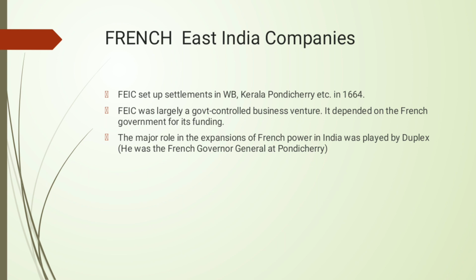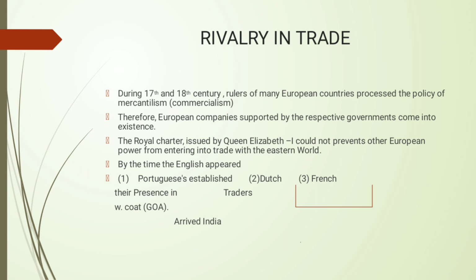Now the major role in the expansion of French power in India was played by Duplex. Who was this Duplex? He was a French governor general, and he started taking care of the expansion of trade over here in India. Now, when this trading was going on, then what happened? We came to know that the English East India Company had also come over here. Then the French East India Company had also come over here.